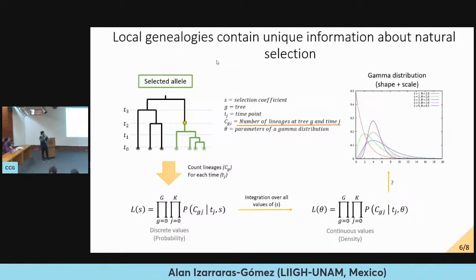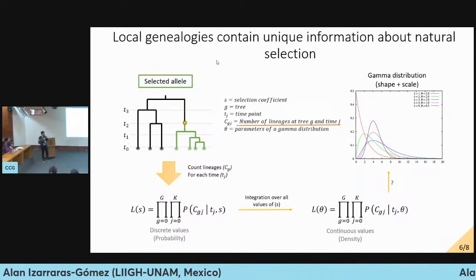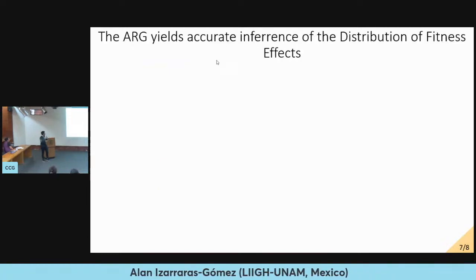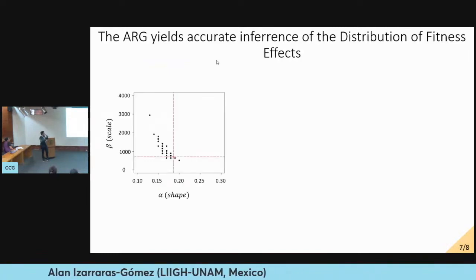So these parameters, I'm using a gamma distribution, are the shape and scale parameters, which will give you the form of the probability that these selection coefficients are going to take. And so with this, here are my inferences.